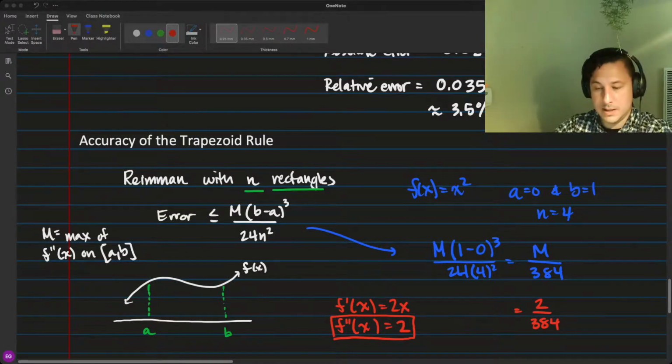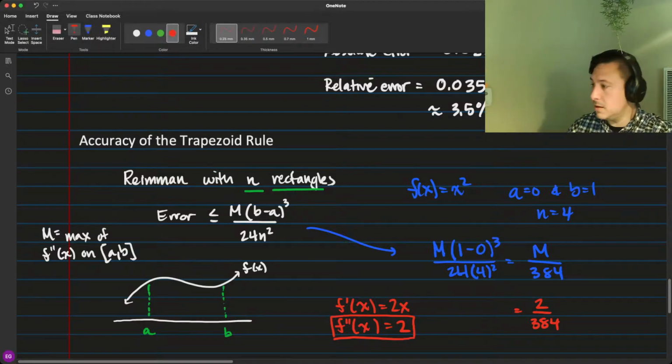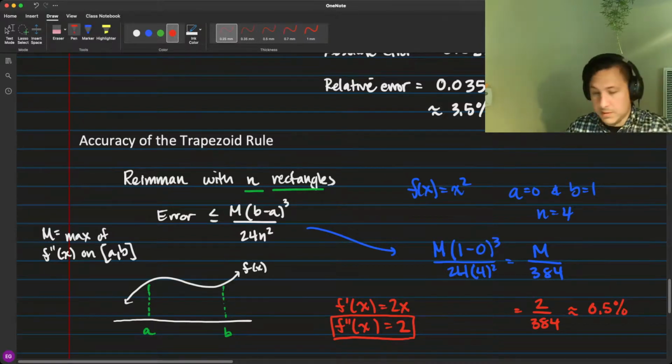And so if you calculate that as a decimal, that ends up being 0.005. Oh, actually, it's not a percentage, it's just a number, my bad.